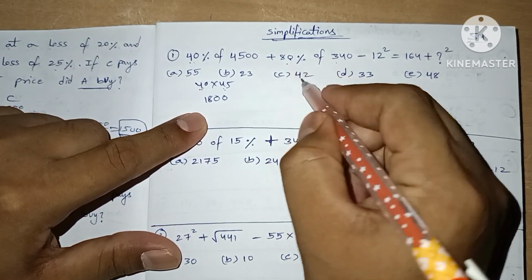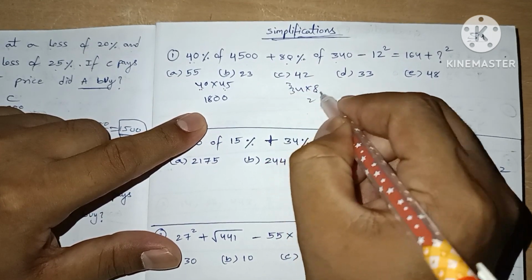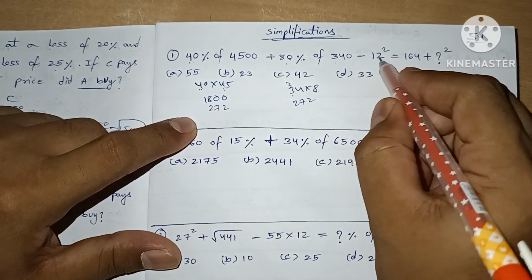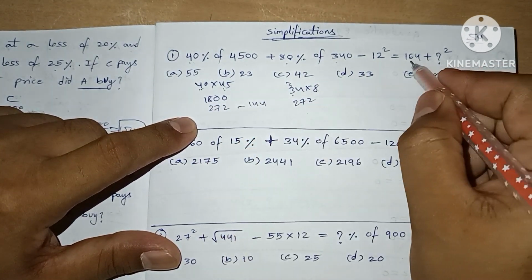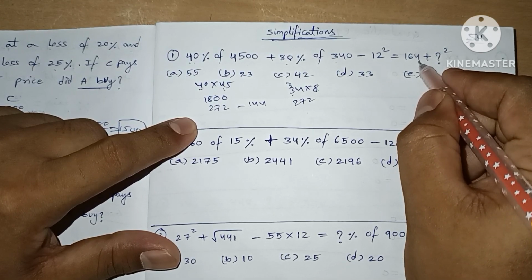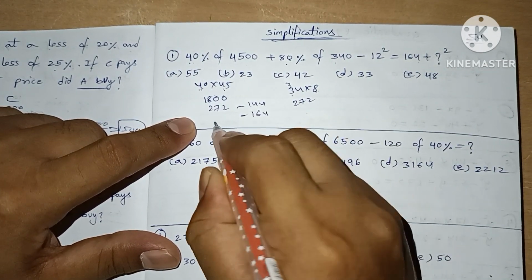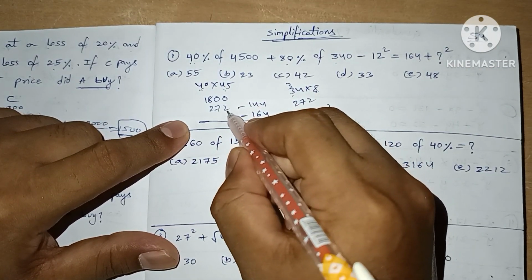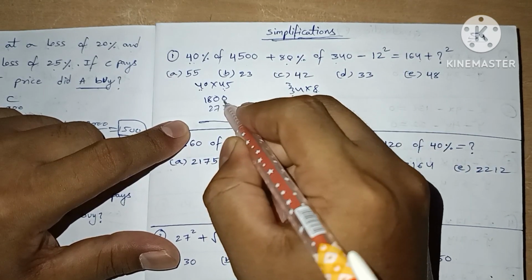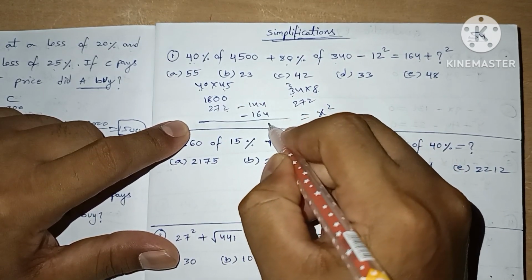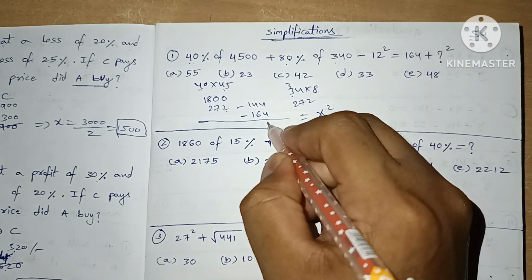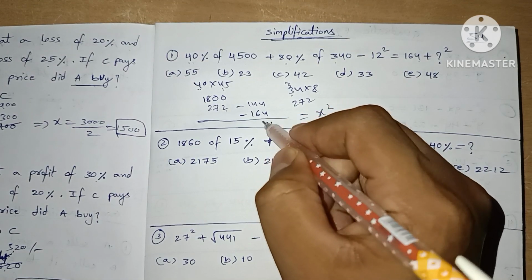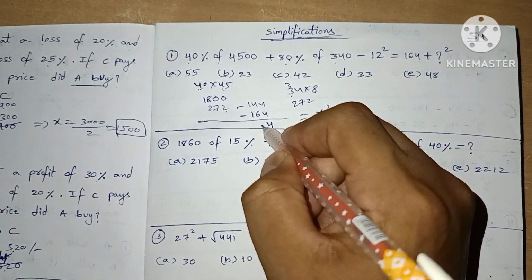Percentage and two zeros are cancelled. 34 into 8. 8 4 times is 32. 8 3 times 24 plus 3 27. So 272 minus whole square, which is 144, and this 164 comes this side with minus 164 whole equals to x square. So what we have is 2 minus 8. 2 minus 8 means 12 minus 8, which will be 4. Here 6 minus 10. 6 minus 10 means 16 minus 10.